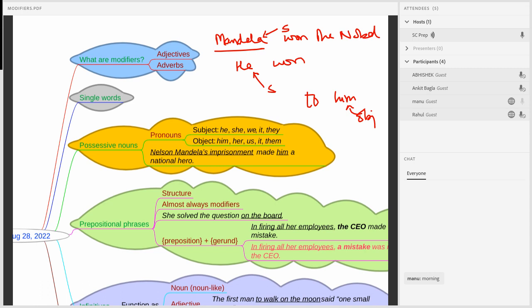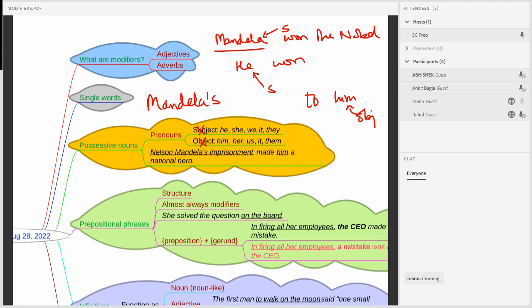Now, some people believe that if your noun, like over here, I've used Mandela in the normal form, if you use the noun in the possessive form, Mandela's apostrophe s, then once you do this, you are now not allowed to use these two forms.